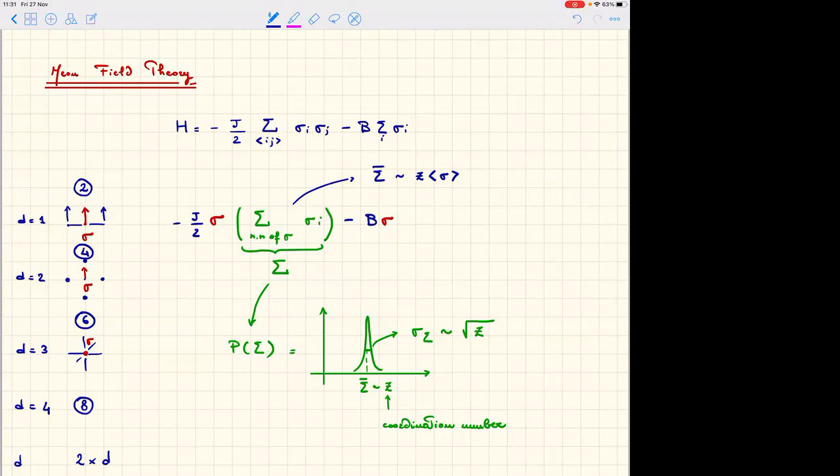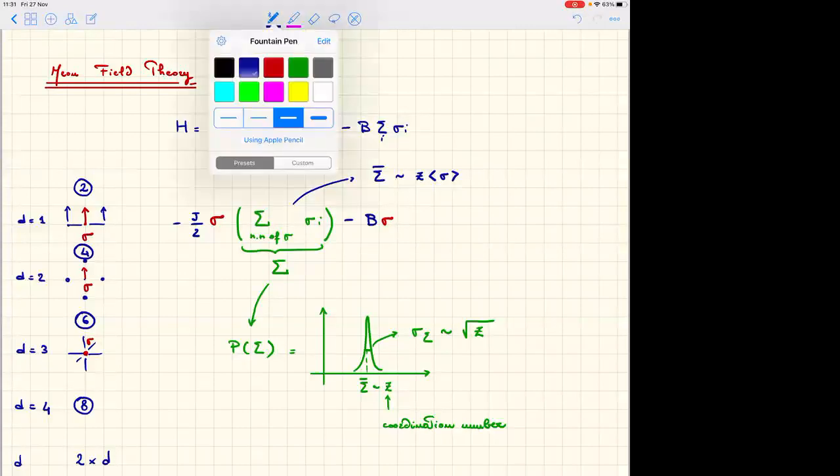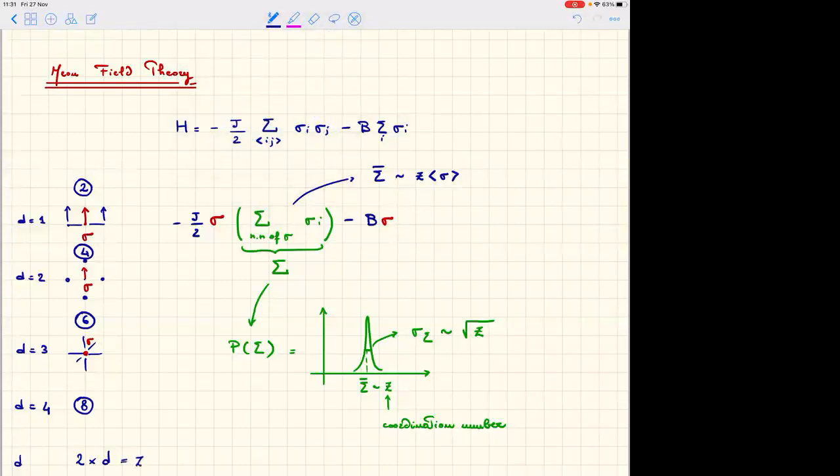Actually, I have some questions. What's the coordination number? It's the number of nearest neighbors to one lattice site. Oh, so z is like 2, 4, 6, 8? Yeah, absolutely. So in D dimensions, you have that 2 times D is equal to z.